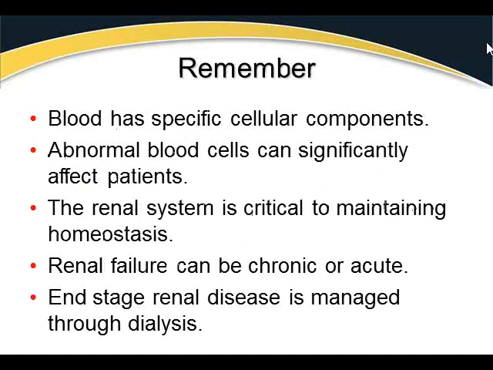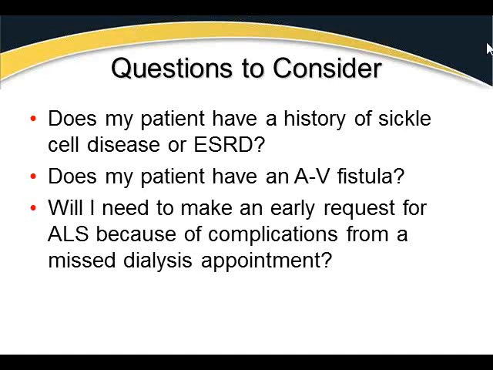So blood has specific cellular components. Abnormal blood cells can significantly affect patients. The renal system is critical to maintaining homeostasis. Renal failure can be chronic or acute and can be managed through dialysis. So questions for you to consider. Does my patient have a history of sickle cell disease or end-stage renal disease? Does my patient have an AV fistula? And will I need to make an early request for ALS because of complications from a missed dialysis appointment?